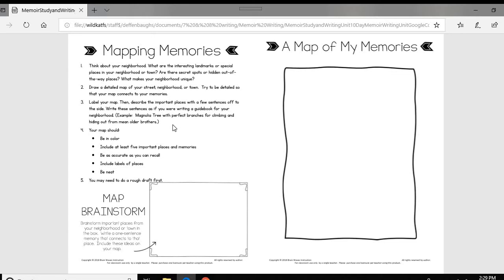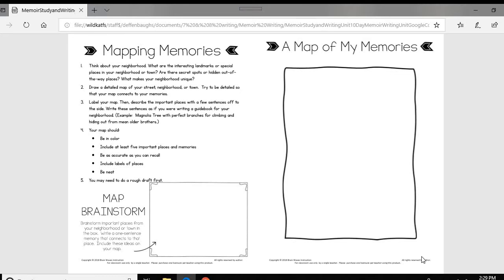You're going to label your map and describe the important places with a few sentences off to the side. And you're going to write these sentences as if you're writing a guidebook for your neighborhood. So, for example, a magnolia tree with the perfect branches for climbing and hiding out from your mean older brother. And then your map should be in color. It should include at least 5 important places and memories, and be as accurate as you can recall, including labels of places, and be neat.